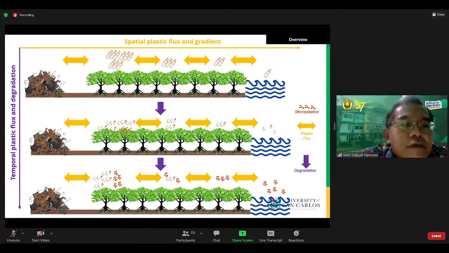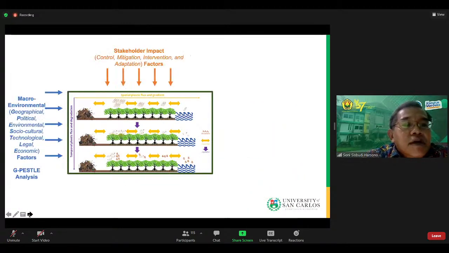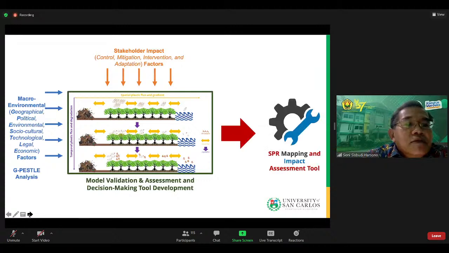Up to you. Okay, so one more question, from Dr. Elida, an expert in environment. She asked about the GPESTEL analysis to carry out in analyzing the impact of plastic waste in mangrove areas. Would you explain more, Prof, what the GPESTEL analysis looks like, as a holistic approach? Thank you very much.